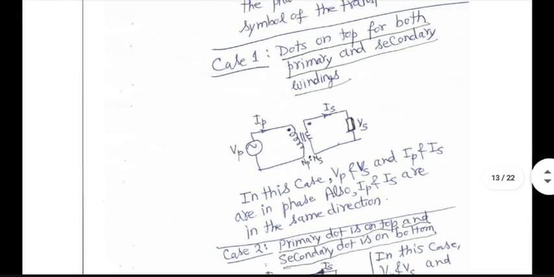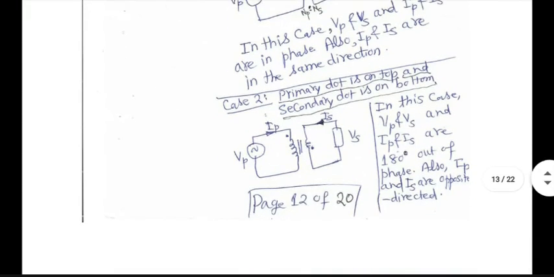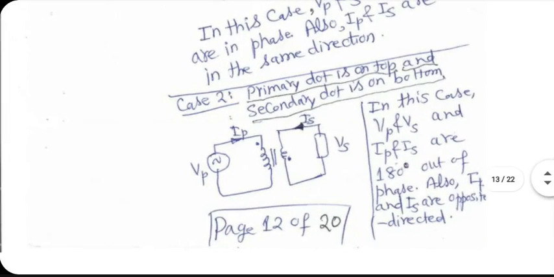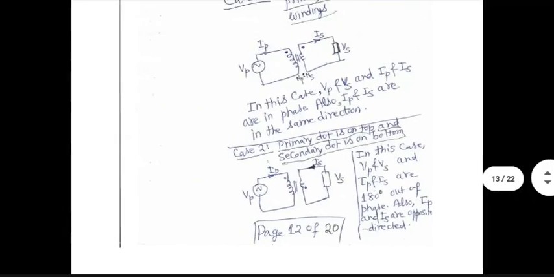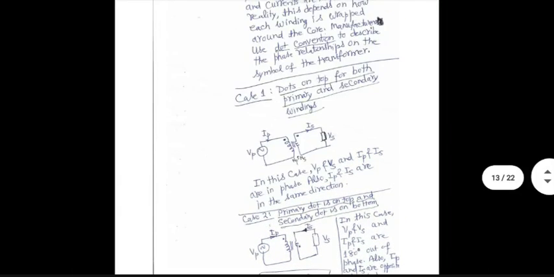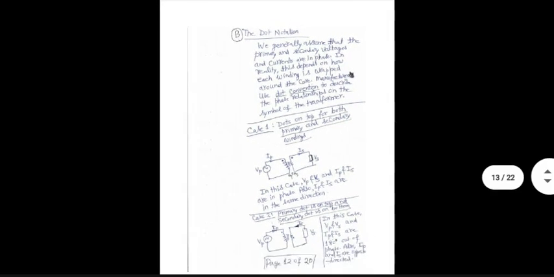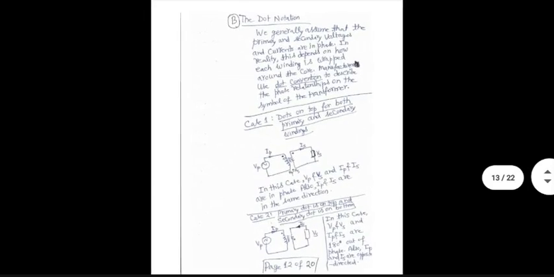And in case 2, if the second dot is on the lower side, VP and VS and IP and IS are 180 degrees out of phase. And also the directions of IP and IS are opposite to each other. Both are going in. That's the way it is. Good to know that. These are, by the way, universal notations. All transformer manufacturers have to obey them.